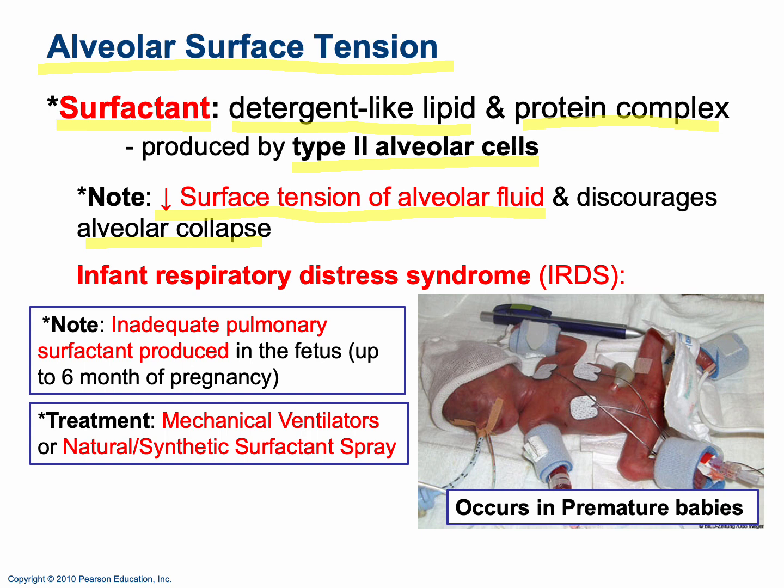So this goes along with what's known as infant respiratory distress syndrome, abbreviation IRDS. And this happens to a lot of premature babies that are born, typically even up to month number 6. And so premature babies being born at month 6, which of course is extremely tiny, typically there's inadequate pulmonary surfactant produced. So there's several different treatments that can be utilized here. There are mechanical ventilators that can be used, and also natural or synthetic surfactant sprays.